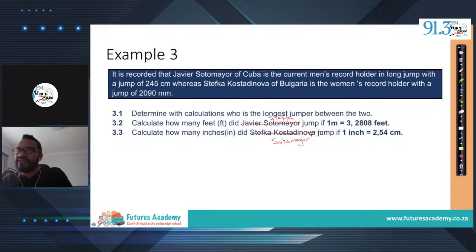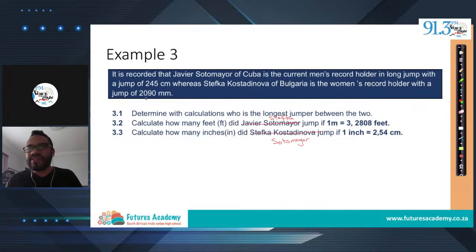It is recorded that Javier Sotomayor of Cuba, I hope I'm saying that correctly, is the current men's record holder in long jump with a jump of 245 centimeters, where Stefka Kostadinova of Bulgaria is the women's record holder with a jump of 2,090 millimeters. Now we can't really compare these here, because the units are different. When you compare things, they must be in an equal unit. The first question, 3.1, says determine with calculations who is the longest jumper between the two.